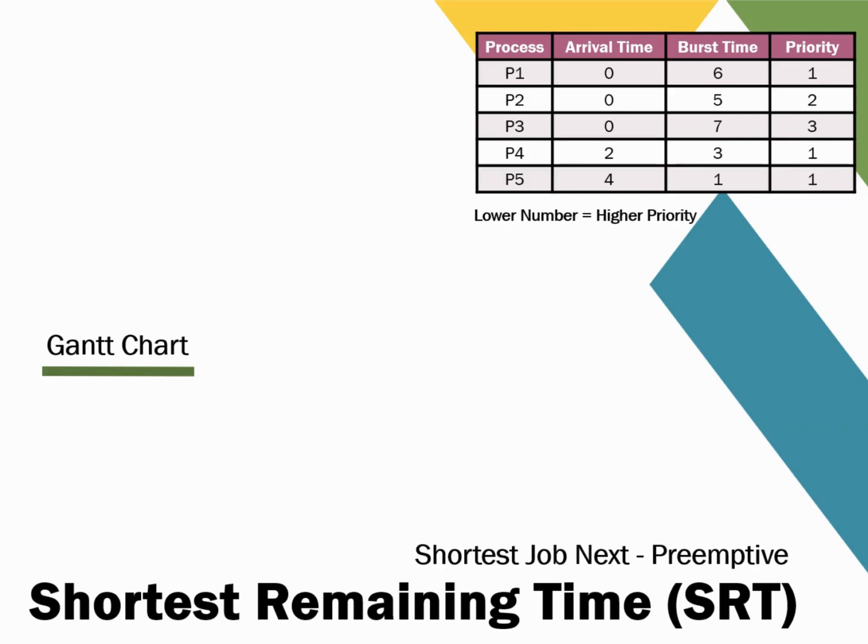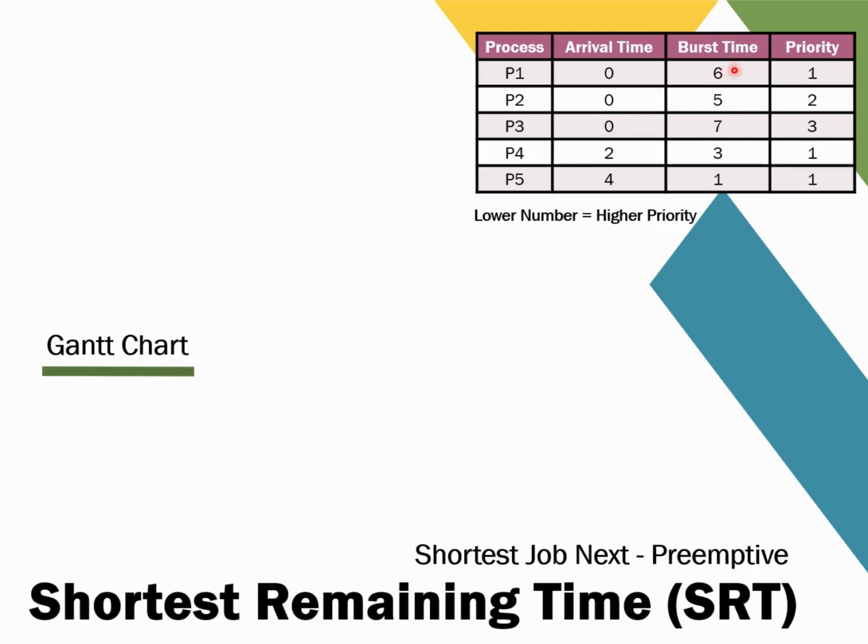Okay, let's talk about another example for SRT. Now we have, as you see here, 5 processes, P1 to P5. The arrival time for 3 of them is 0, P4 is 2, and P5 is 4. So first of all, at time 0, as you can see here, we have 3 processes.